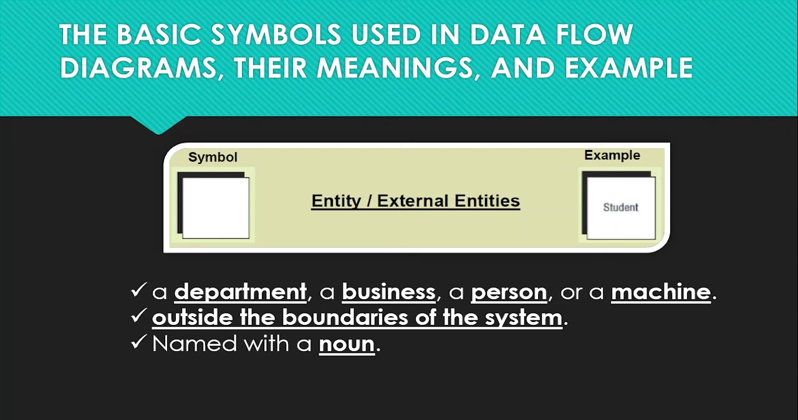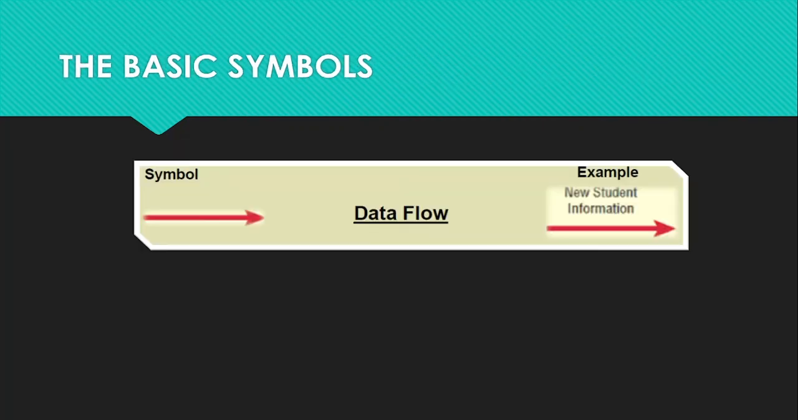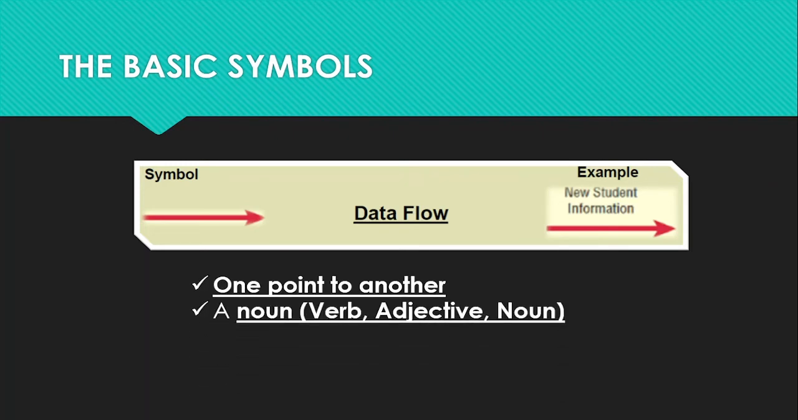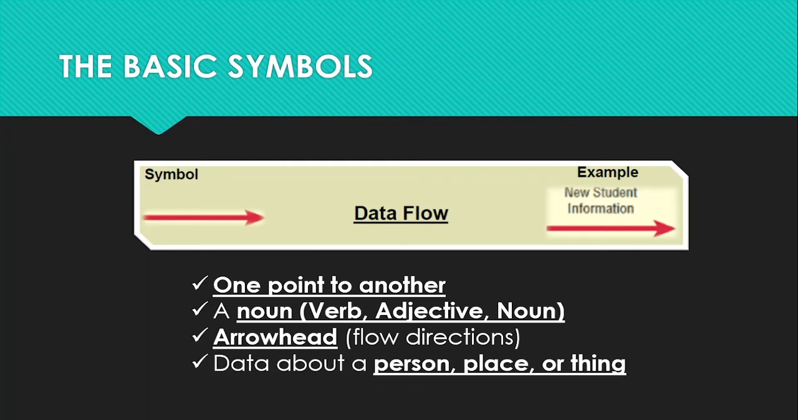Next is data flow. Data flow shows the movement of data from one point to another. It is described with a noun, or a verb, adjective, and a noun. The arrowhead indicates the flow direction, through which path the data can flow. It also represents a person, place, or thing. The message will be placed above the arrow line.